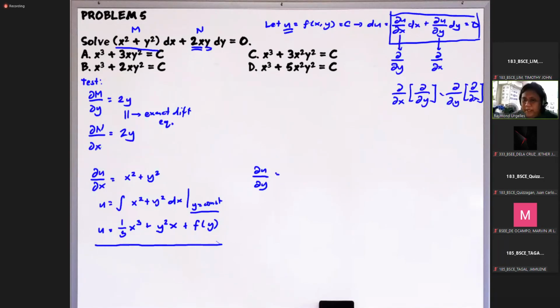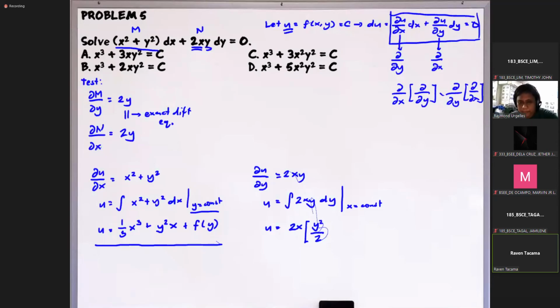So therefore, this is 2xy. So to find the form of u, another way is to get the integral of 2xy. This time with respect to y, but this time we treat x as a constant. So again, another form of our u will be given by, since 2x is constant, we can factor that out. Then we get y squared over 2. This is by power rule.